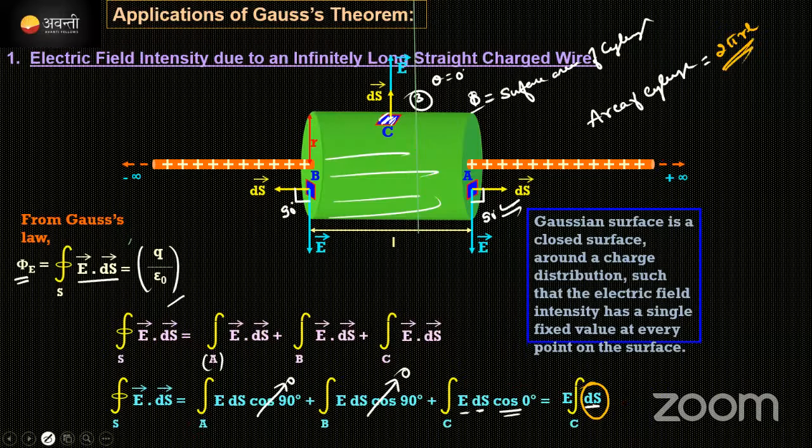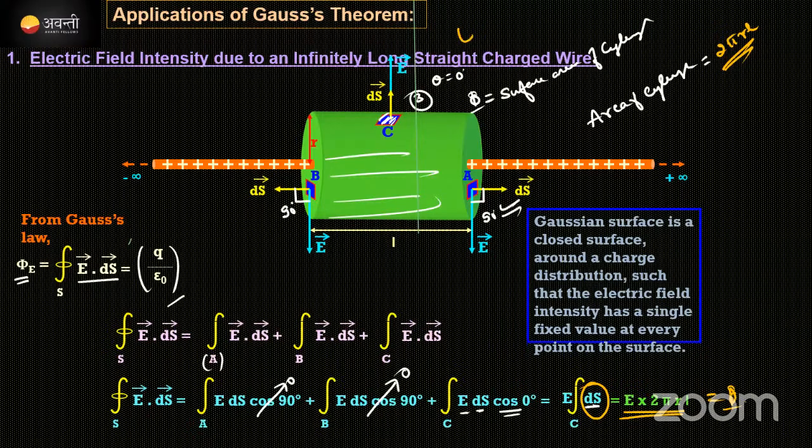Look here, E into 2 pi RL. Correct? What is this actually? This is equal to flux. Up to now, if you have any doubt, let me know in the chat box, or else concentrate here. One more point I want to establish, because I have to find the electric field intensity.